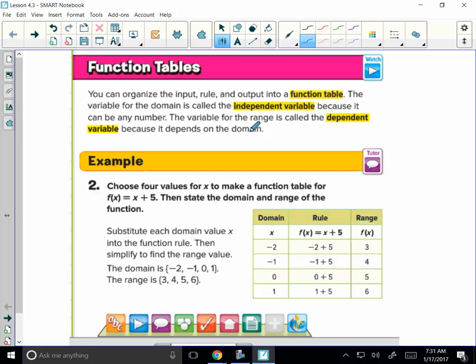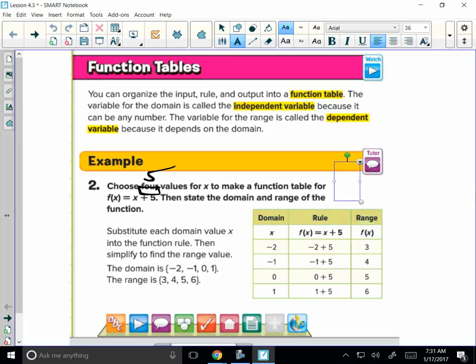Now example 2 says to choose 4 values. We're going to change this and we're going to actually put 5 because we are going to start using something called the rule of 5. Go ahead and make yourself a note here. Rule of 5, all that means is that I need 5 values. So it's going to look like this. Make yourself a note wherever you have room. Rule of 5, have 5 values in the table.